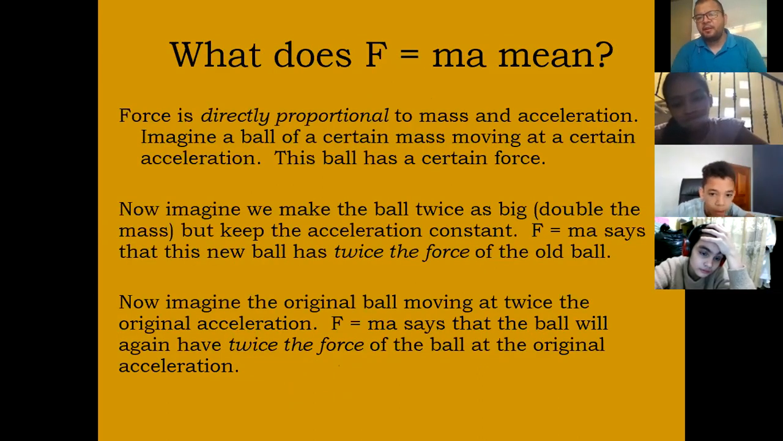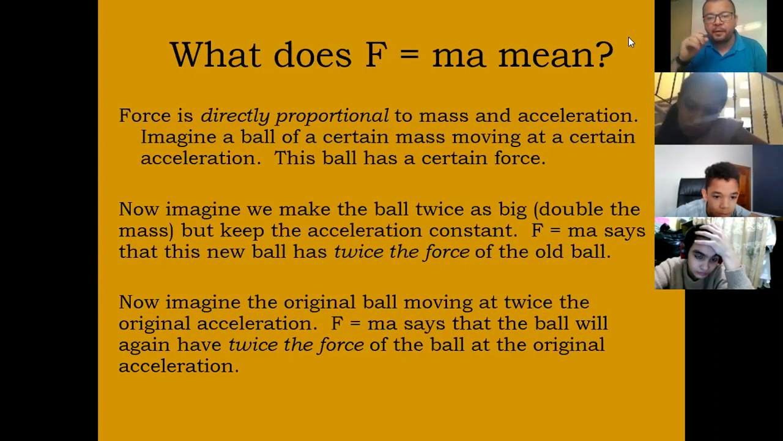mass times acceleration? Force is directly proportional to the mass and acceleration. Imagine a ball of a certain mass moving at a certain acceleration. This ball has a certain force. Now imagine we make the ball twice as big, double the mass, but keep the acceleration constant. F, or force, is equal to the mass times acceleration, which says that this new ball has twice the force of that old ball.